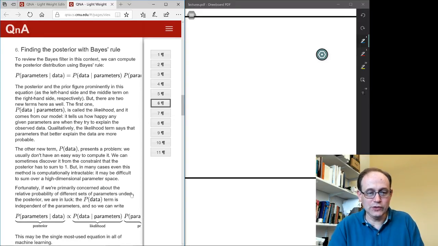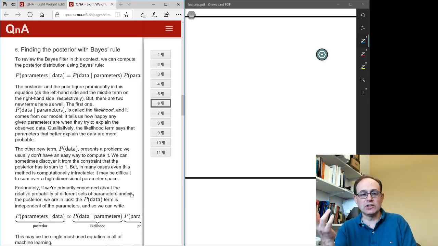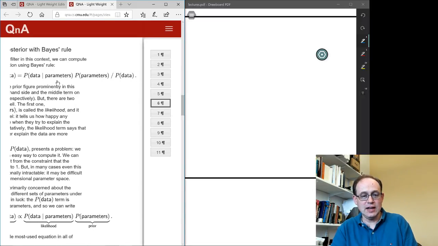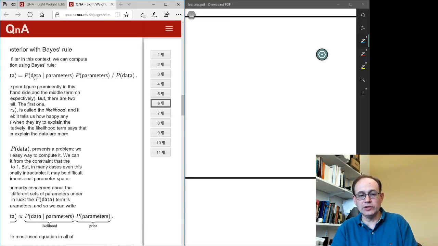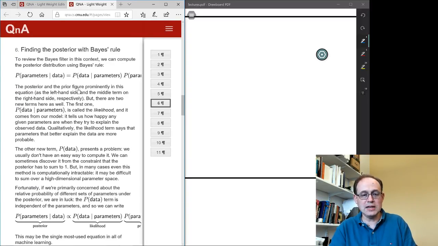All right, so let's just review what the Bayes filter looks like in this context. We want to compute the probability of our parameters given our data, and Bayes' rule says that's equal to the probability of the data given the parameters times the probability of the parameters divided by the probability of the data.